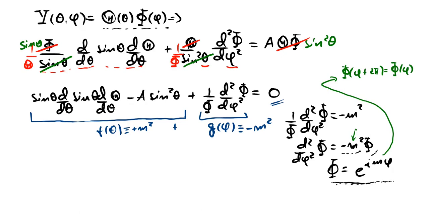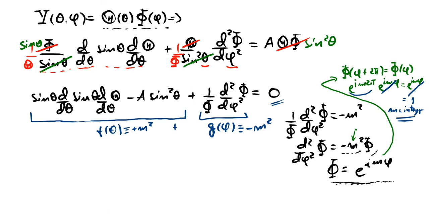So because of that, I have e to the I m 2 pi times e to the I m phi is equal to e to the I m phi. And then if I cancel these two things, I end up with this being equal to 1, which is only true if m is equal to an integer. So that's why m cannot have any value. It has to be an integer. It's because of the periodicity of my system in the phi coordinate.